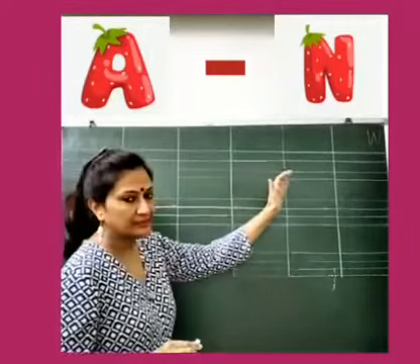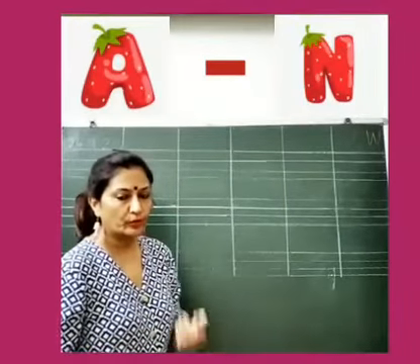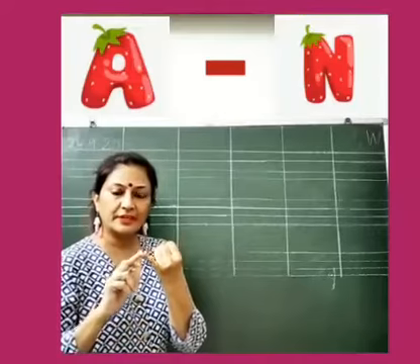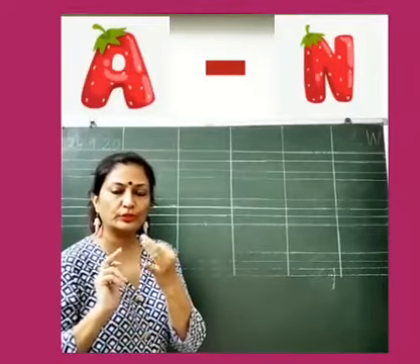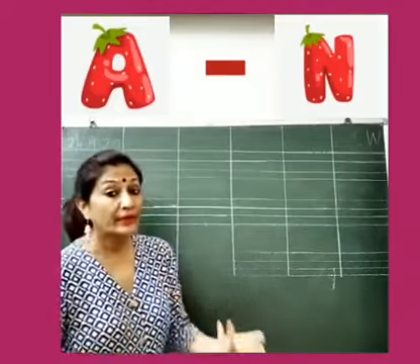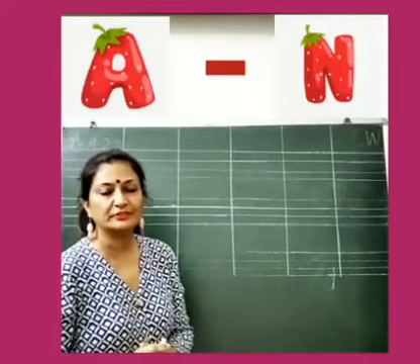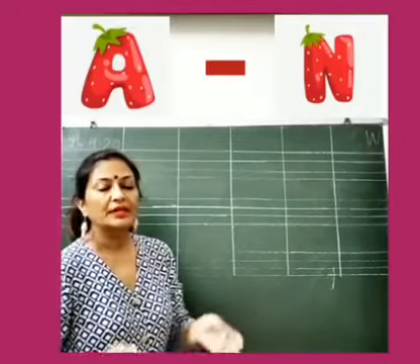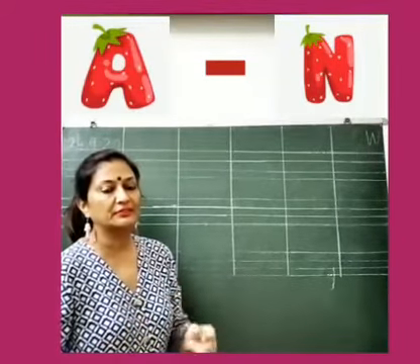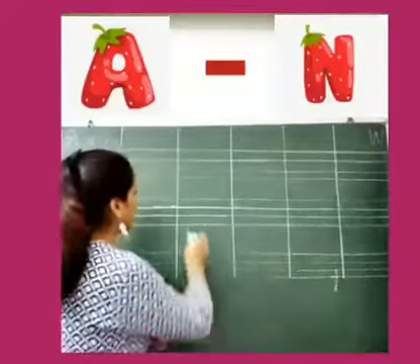These are the lines, as you will see in your English notebook. Four lines. First line is red, second line is blue, third line is blue, and the fourth line is also red. So children, whenever you write capital letters, you always remember this, you have to write these letters only in first three lines. So let us begin.